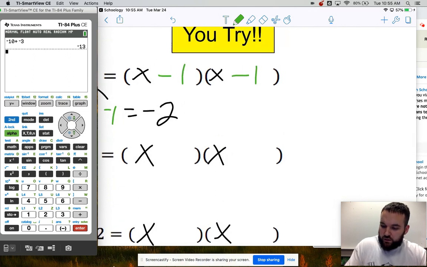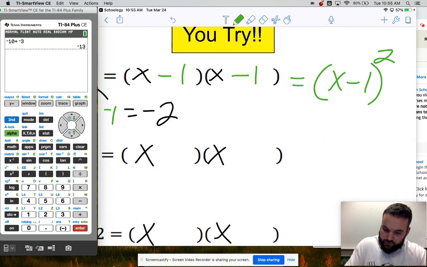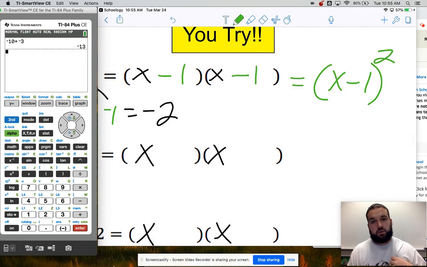You don't have to do this, but you could write this as x minus 1 squared because it's the exact same set of parentheses twice. And we know the second power means that you're multiplying something times itself.